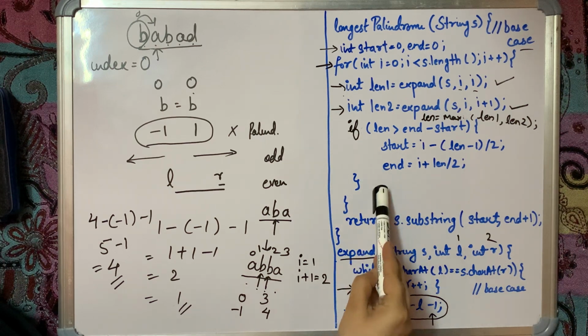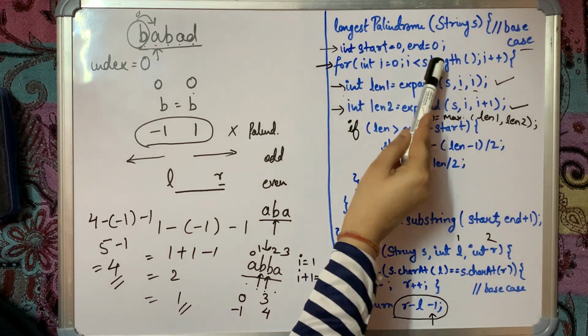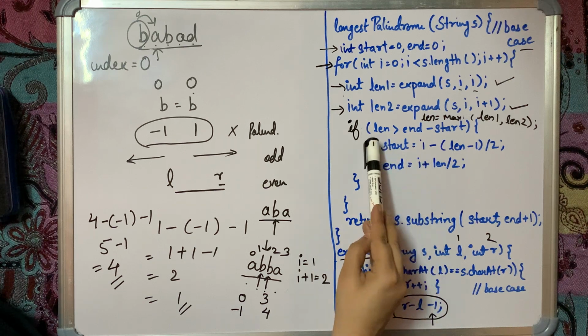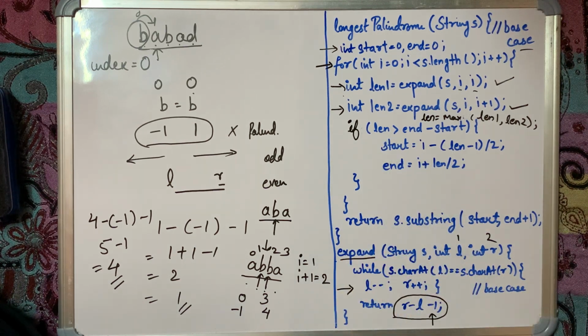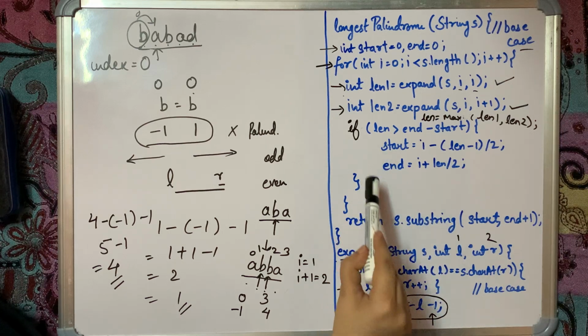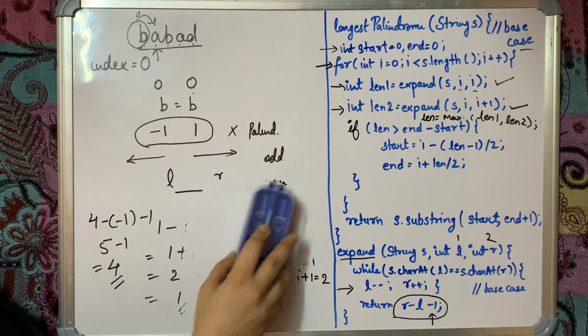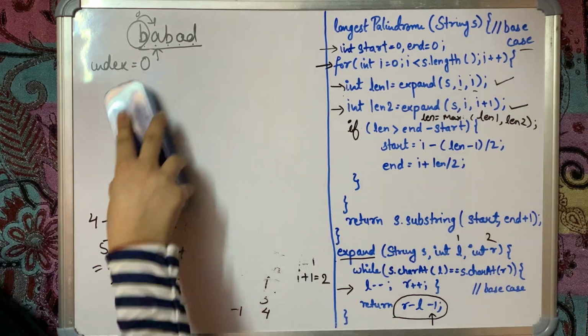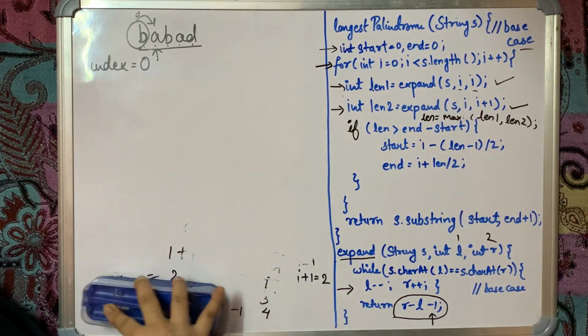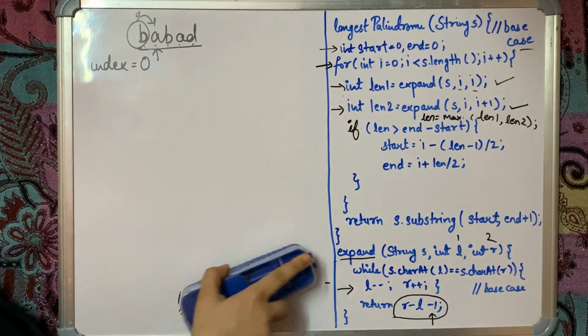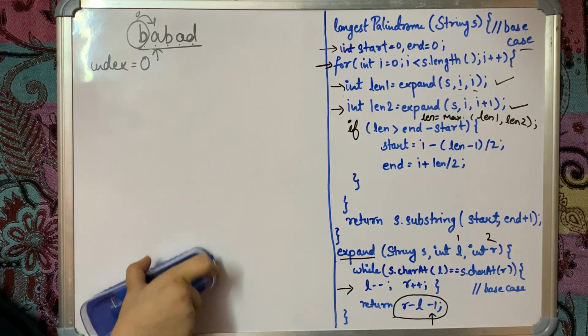Now the start and end initially were 0 and 0. So the first time your length will always be greater. If it's a 2 length string, then you will always get 1 because of doing this operation, the odd length 1. Now you have to figure out the starting and ending points. Till now you just figured out the length. Now you want to return the string. The question tells you to return not only the length of the string but the string itself.